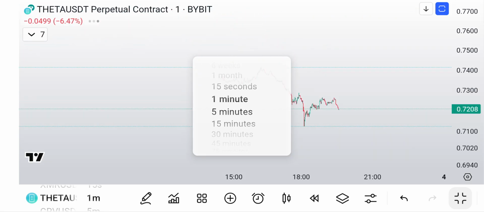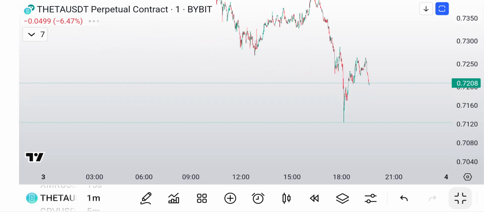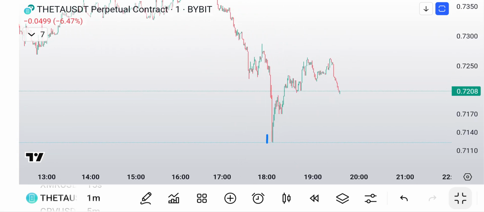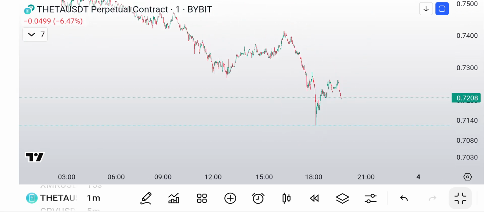Actually, let's look at the 1-minute chart. So right here, this recent move, you have 1, 2, 3, 4, 5. That could be a 1. That could be A, B, C. That could be a 2. So maybe we continue higher from there.